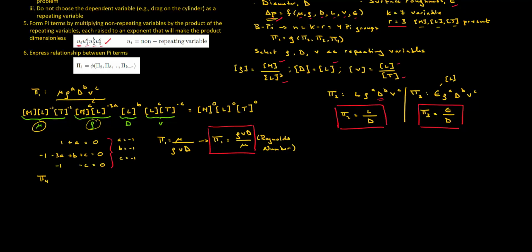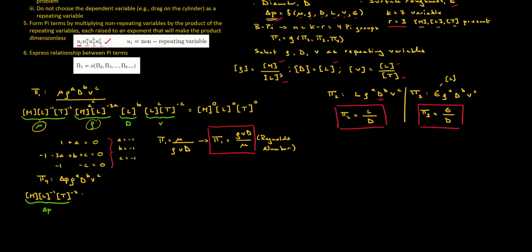Okay, so pi 4, we're going to look at non-dimensionalizing pressure by multiplying it by rho to the A, D to the B, and V to the C. All right. So primary reference dimensions for pressure are mass, length to the -1, and time to the -2. Right? Newtons per meter squared. You can check this for yourself. This is our delta P.